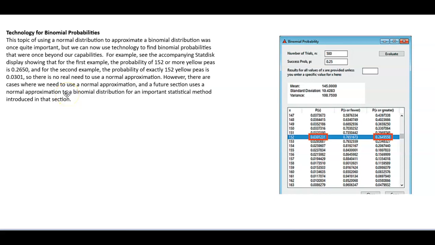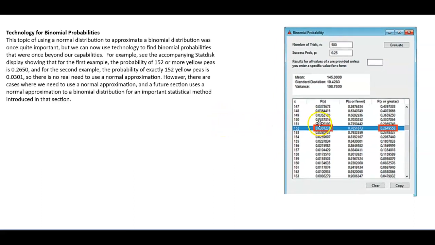So there is really no need to use a normal approximation. However, there are cases where we need to use a normal approximation, and a future section uses a normal approximation to a binomial distribution for an important statistical method introduced in that section.